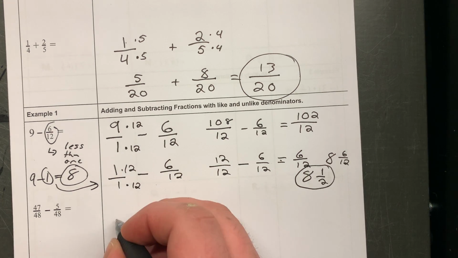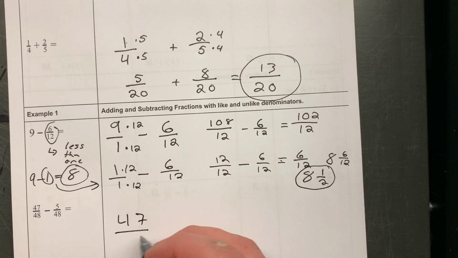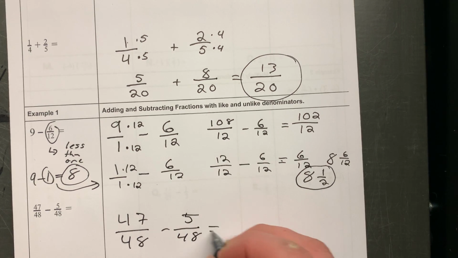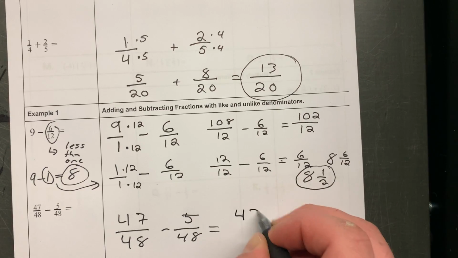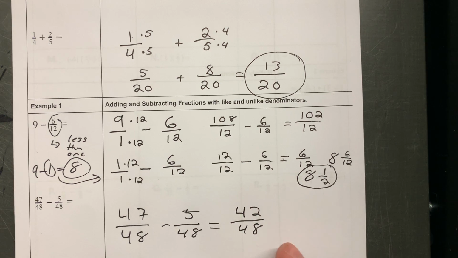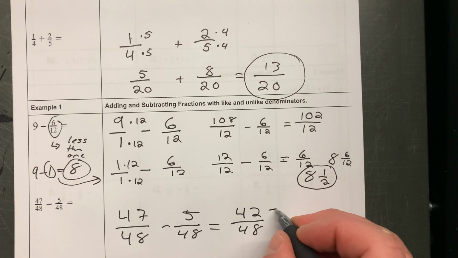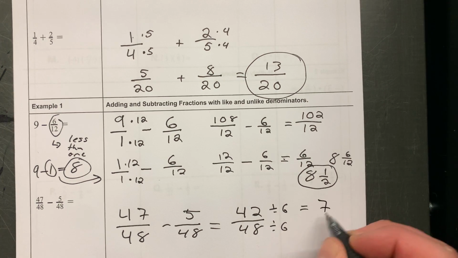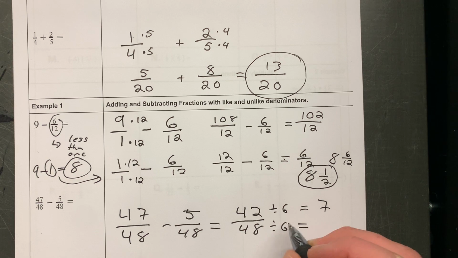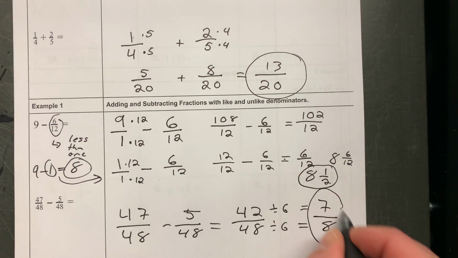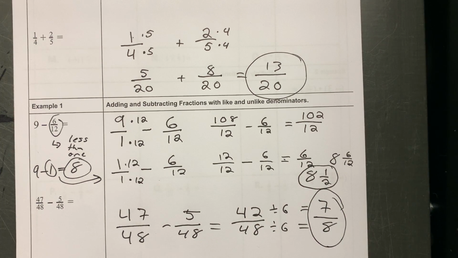If I have a 1 with like denominators here, 47 over 48 minus 5 over 48. 47 take away 5 gives me 42. My bottom stays the same. I can see that it's 42 over 48. I know both those numbers are divisible by 6 because I can do 6 times 7, which gives me 42, and 6 times 8, which gives me 48. So I can reduce it down to 7/8.